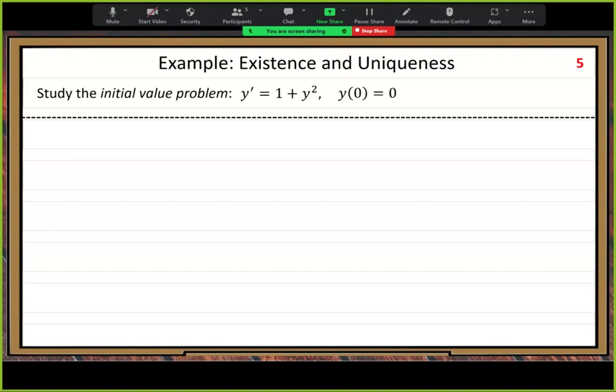Study the initial value problem, y prime. Here, you can argue this is not a linear ODE, because of y squared, based on our checking of the three conditions. Anyway, oh, not necessarily linear, right?